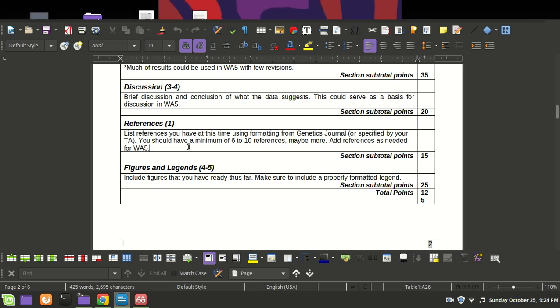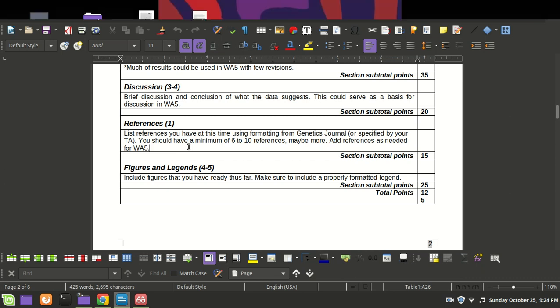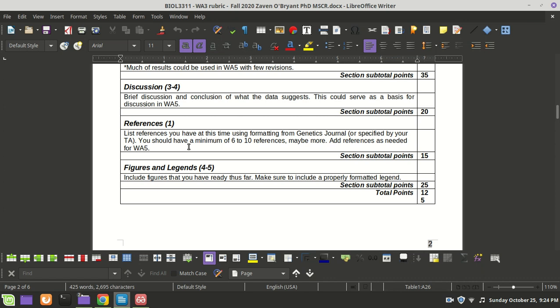6 to 10 is the minimum of 6. 10 at this point. I won't count off if you put more. So get those in there though. They need to be there, at least 6 to 10. All right, at least 6, preferably 10. That's the way I will say it.